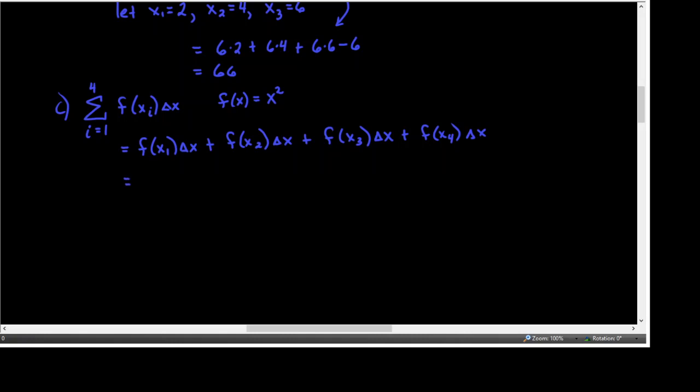now, since f of x has been said to be x squared, that means that we're going to put x sub 1 into that function and get x sub 1 squared times delta x. Then we're going to put x sub 2 in the squaring function and get x sub 2 squared delta x. And then we're going to put in x sub 3 to the squaring function and get x sub 3 quantity squared times delta x, and x sub 4 squared times delta x. Okay, so that's pretty good. And we're just going to stop with that. That's about as simple as we can get.